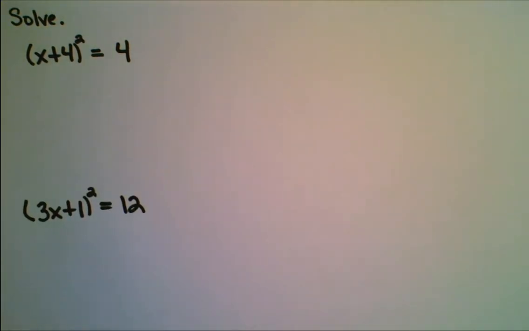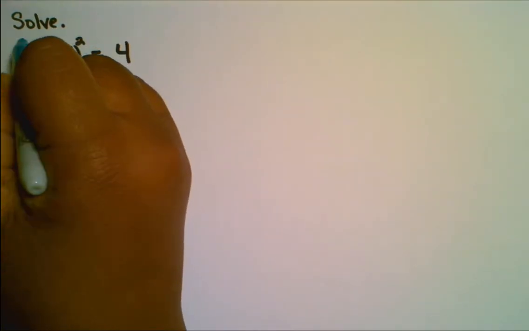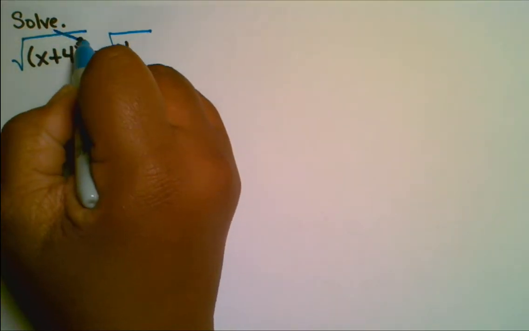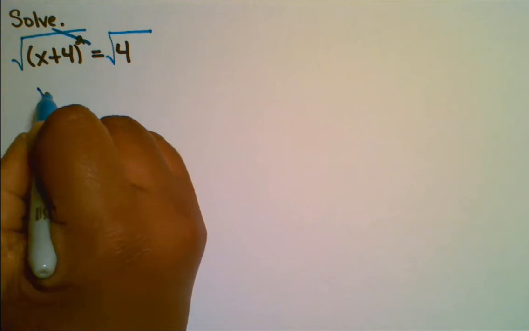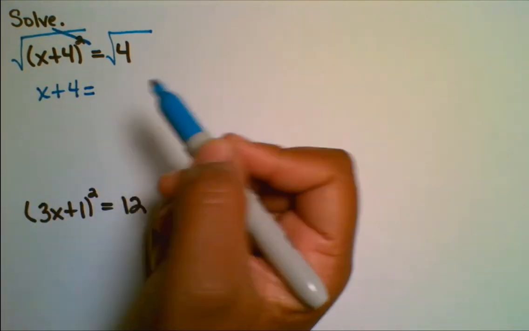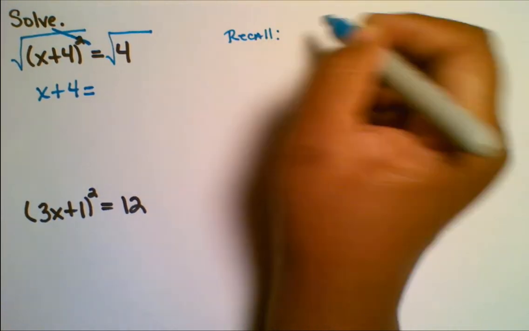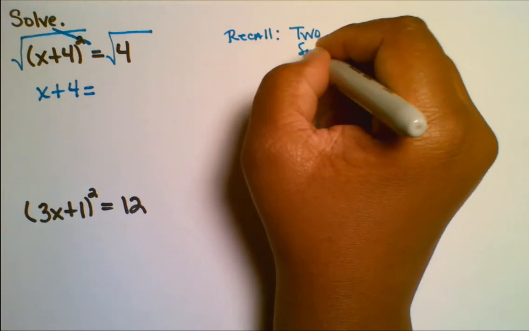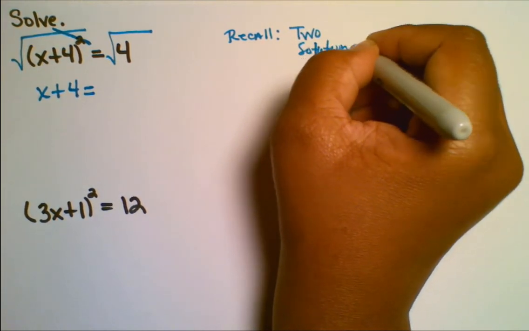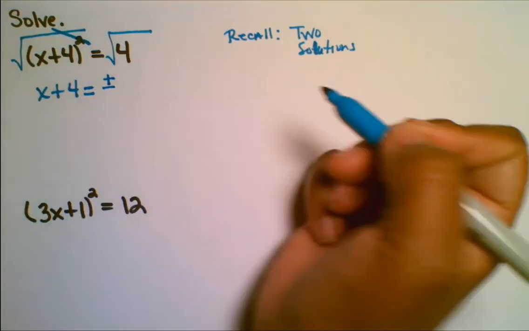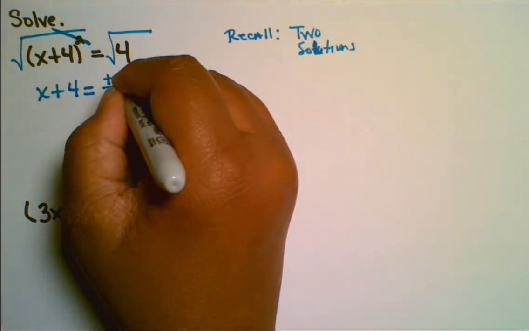So now we're going to use the square root property. Using the square root property, we're going to take the square root of both sides of the equation because we want that square root and the exponent of 2 to cancel out. We have x plus 4 is equal to, remember, the square root property states that you have two solutions, plus or minus. Then take the square root of 4, which is 2.